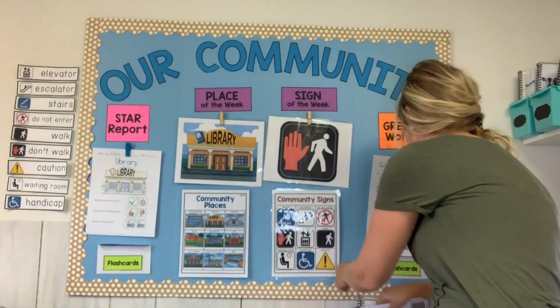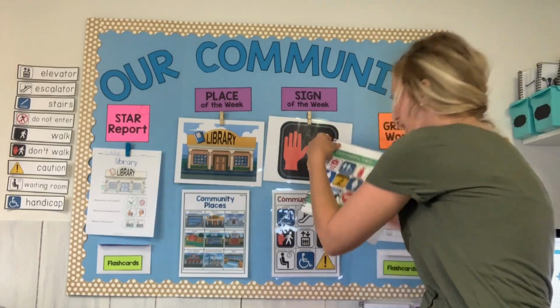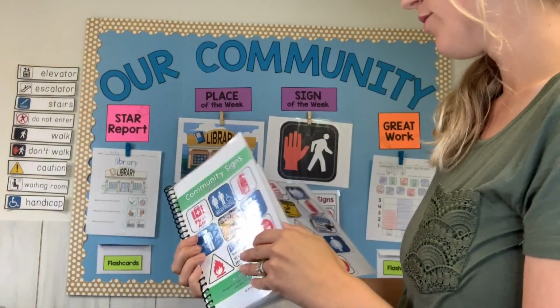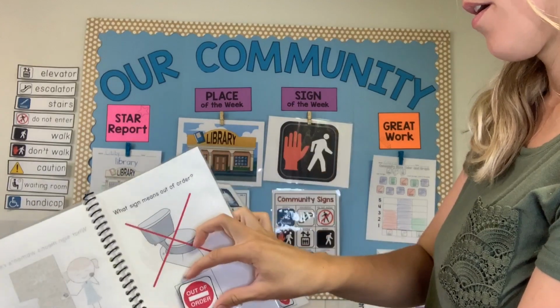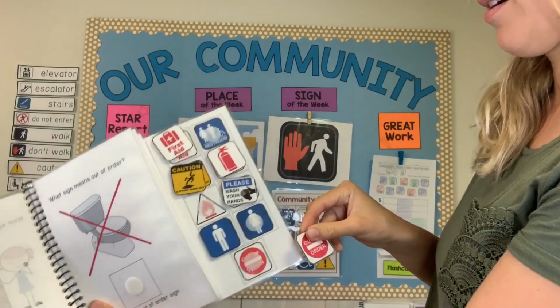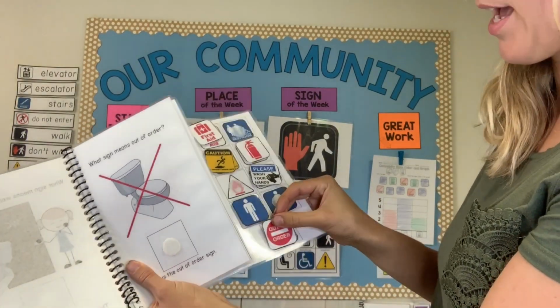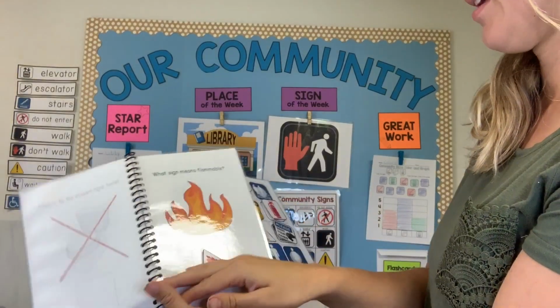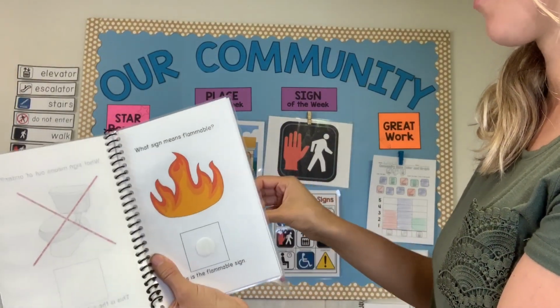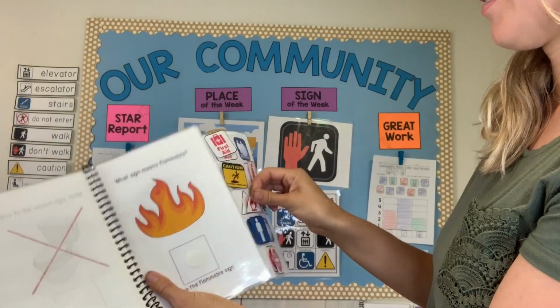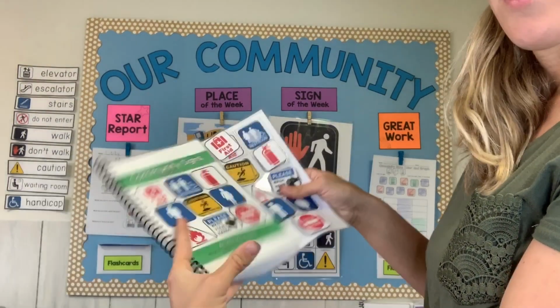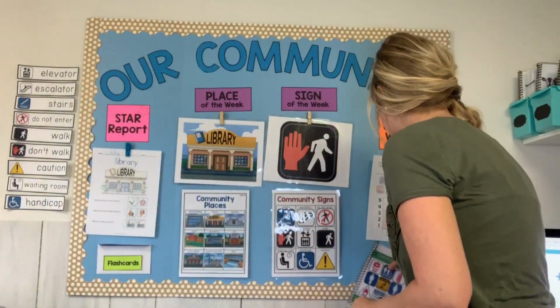The community signs books are similar to that as well. Community sign books are actually sold separately, not in the bundle. So what sign means out of order, they can take it off and match to this page, or you can have students do it the other way. What sign means flammable, take off the flammable sign and match there. So there's your adaptive books.